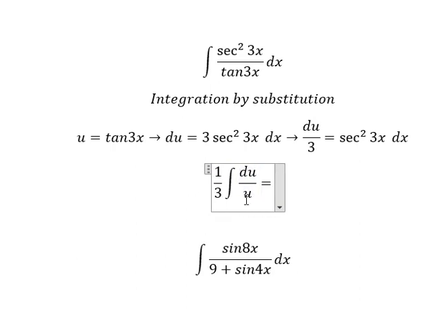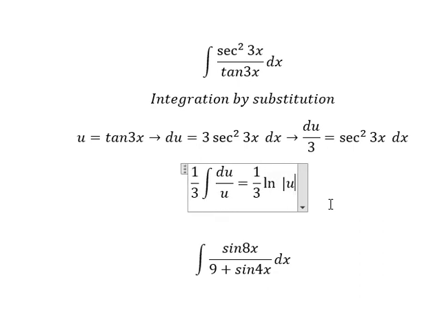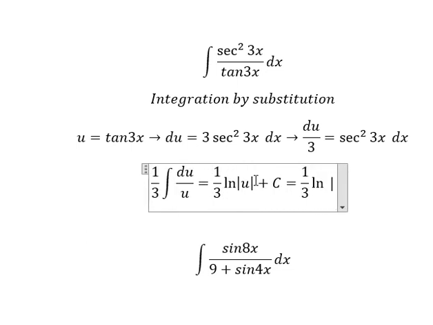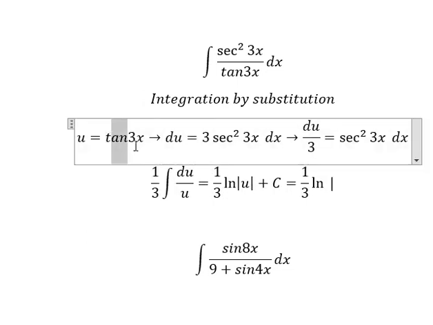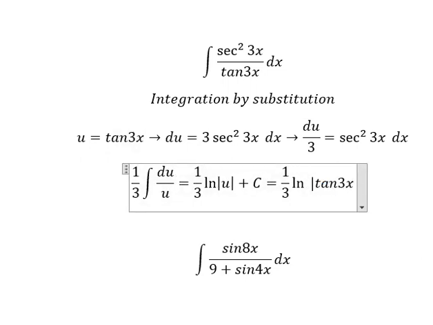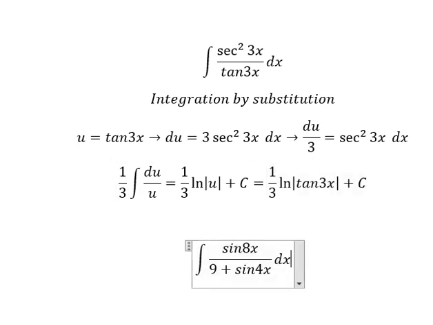The integration of this one, we have 1 over 3 ln of the absolute value of u, and we put c. Then u is this one, and this is the final answer.